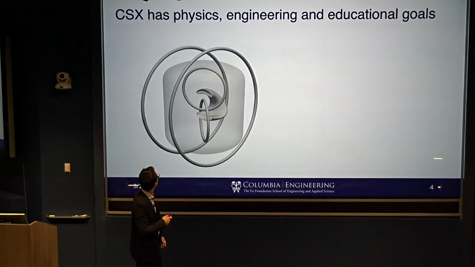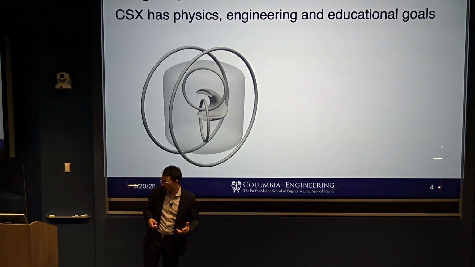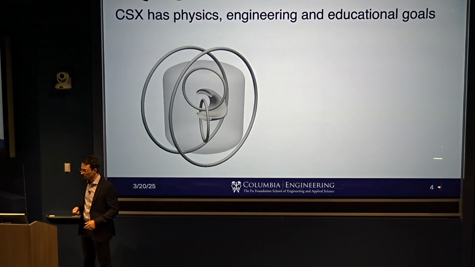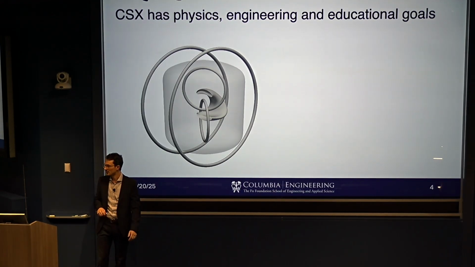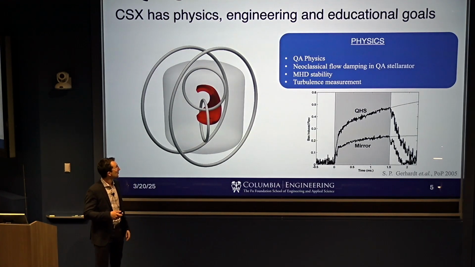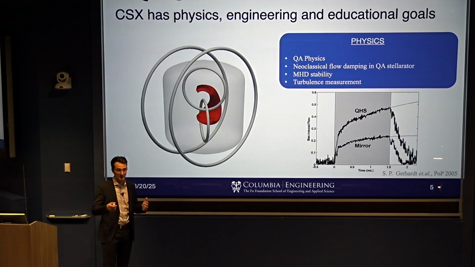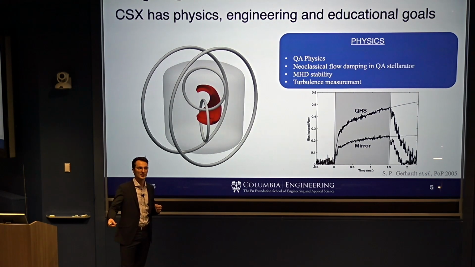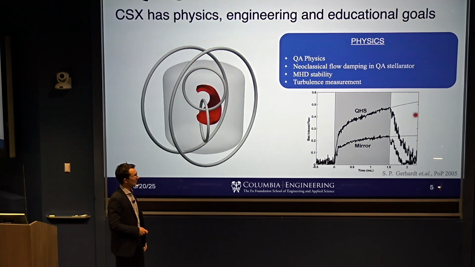The goals of CSX are threefold. The first category of goals is regarding the physics. Regarding physics, we want to look at quasi-axisymmetric physics, and in particular, we want to look at reduced neoclassical flow damping in the direction of symmetry. That's something that was done about 20 years ago in HSX, so for QH stellarators.